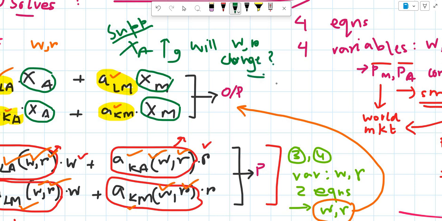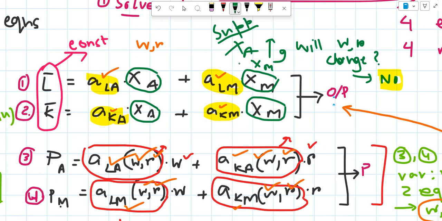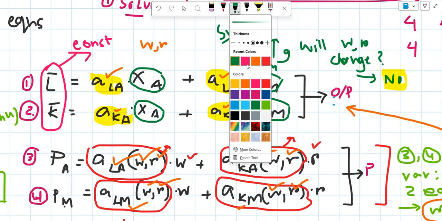The answer to this is no. W and R will not change. This is true not just for XA, this is true for XM as well. Even if XM increases, W and R will not change. Why? That is a very valid question.